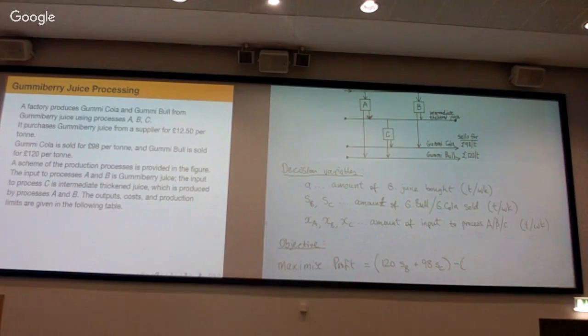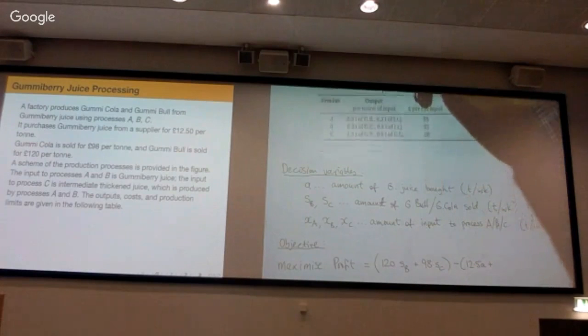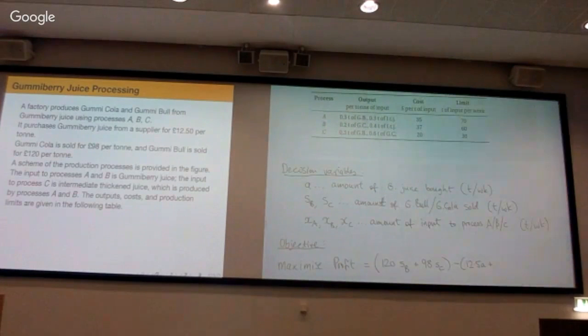Okay, and the cost is, okay, so there's a cost for buying the juice, which is £12.50 per each ton. And there's also a cost of running each of the 3 boxes, which is given in the table. So £35 for everything I put into A, and 37 per ton I put into B, and 20 per ton of what I put into C.